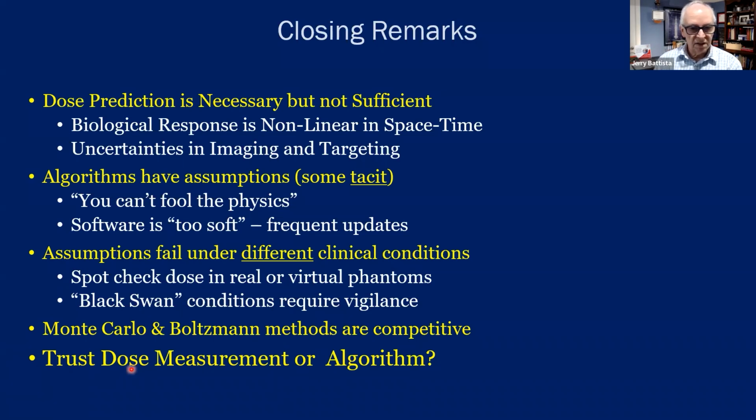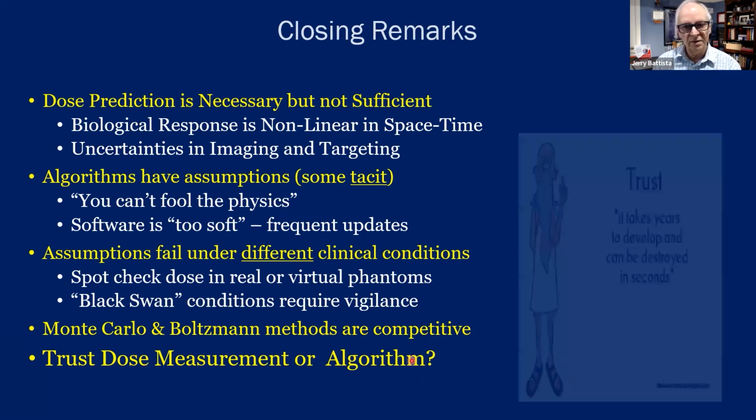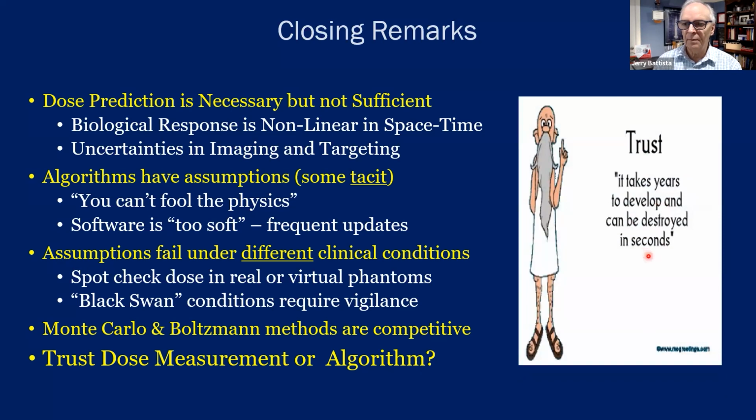And finally, there's a dilemma right now, because do you trust the dose measurement or do you trust the algorithm? When you do a Monte Carlo calculation, it's a fairly pure computation that takes a lot of things into account that your ionization chamber or other dosimeter gels or whatever may not be taking into account. So we're in a strange place right now. Do you trust the measurement or do you trust the algorithm? And remember, it takes years to develop trust, and it can be destroyed in seconds.